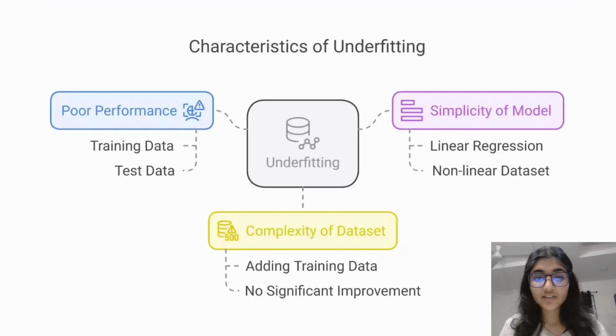Now the characteristics of underfitting. First, poor performance, that is, on both training data and test data. Then, the complexity of the data set: adding training data brings no significant improvement. And the simplicity of the model, which includes linear regression on a non-linear data set.